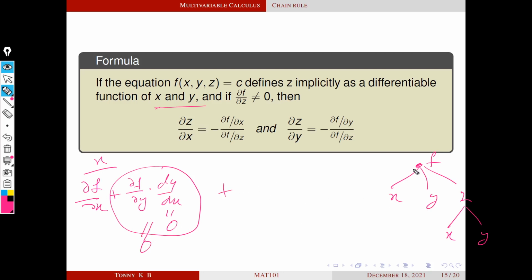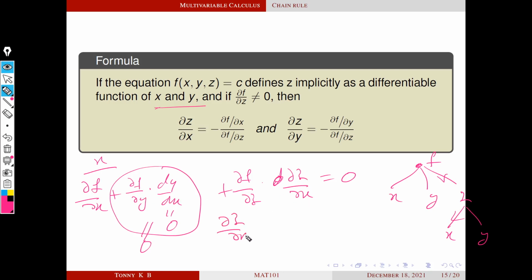Plus, what about the last leg? We have one more leg which depends on x. That means dou f by dou z into dou z by dou x, because z depends on two variables. So this is the derivative of the left hand side, and the right hand side is 0. So this expression is 0, and you can solve for dou z by dou x.